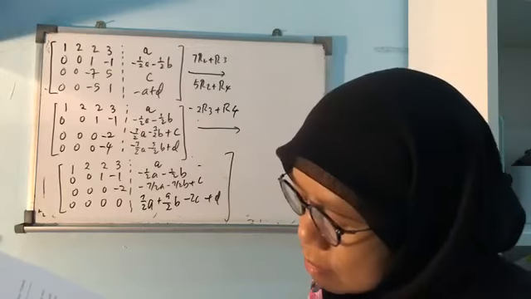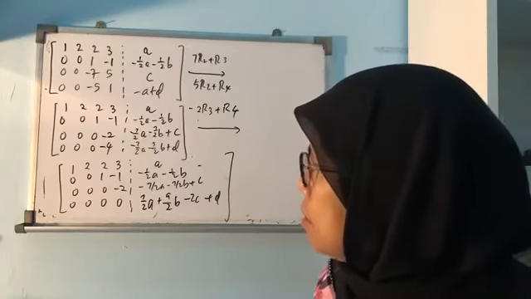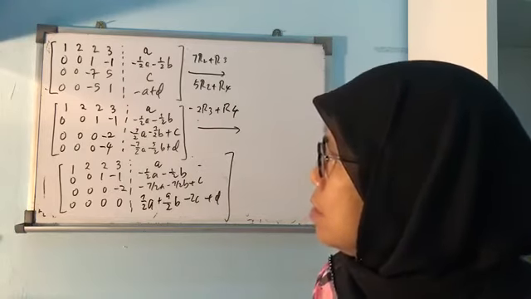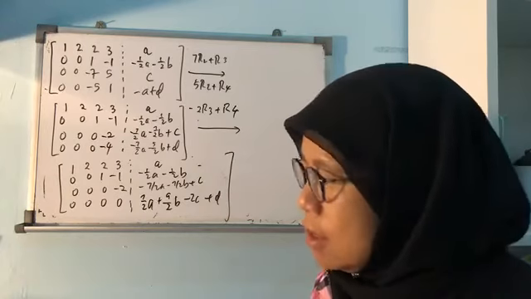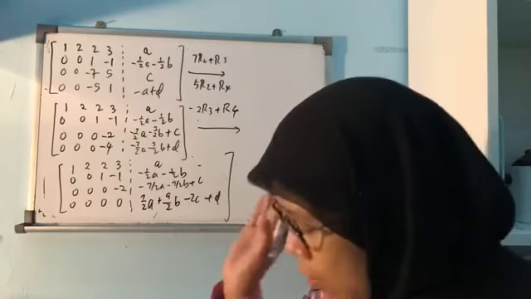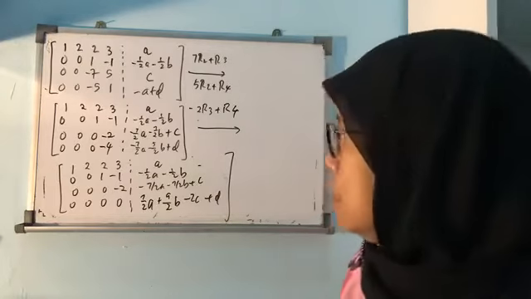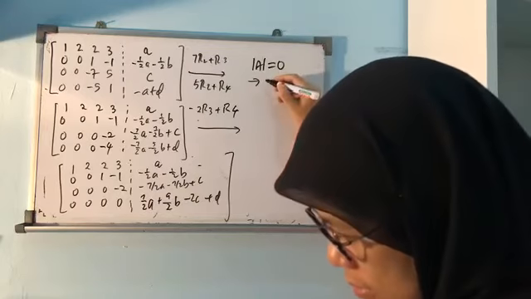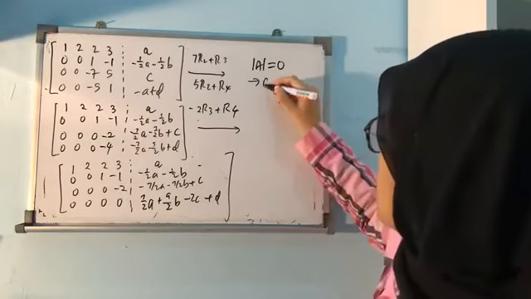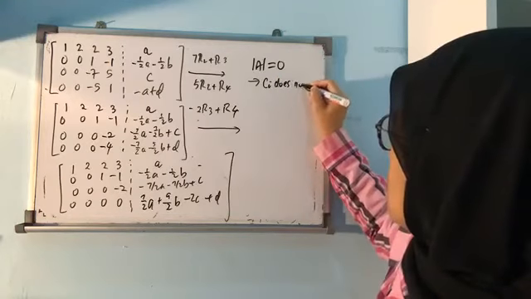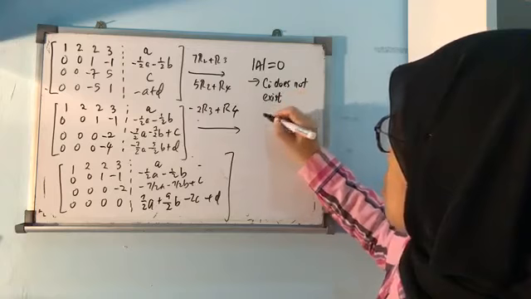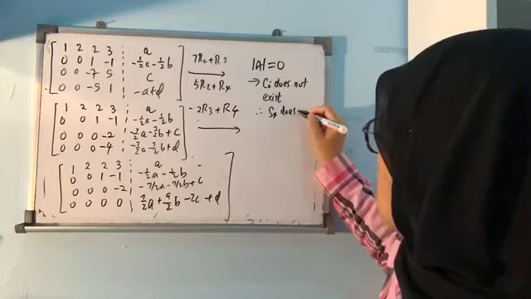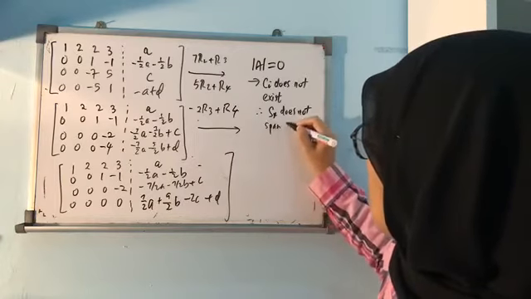Actually, tadi saya bukan nak habiskan ni sebenarnya. Saya nak cari satu aja row operation and determinant, tapi dah terlepas, tak apa. You don't have to do this, you just have to find the determinant. Okay, determinant A is 0 implies C inverse does not exist. Therefore, S4 does not span M 2/2.